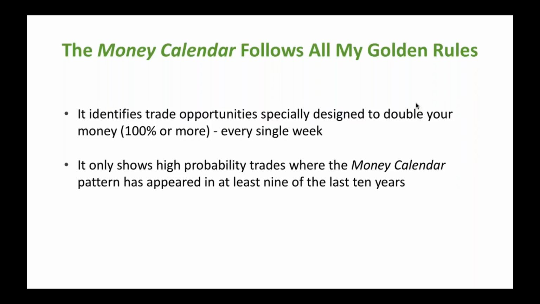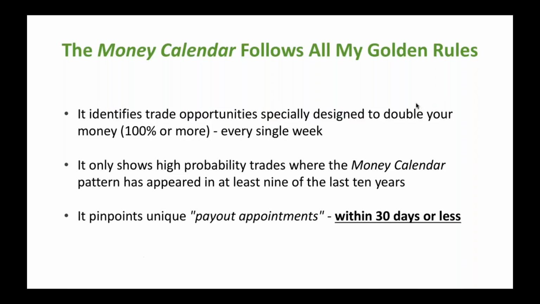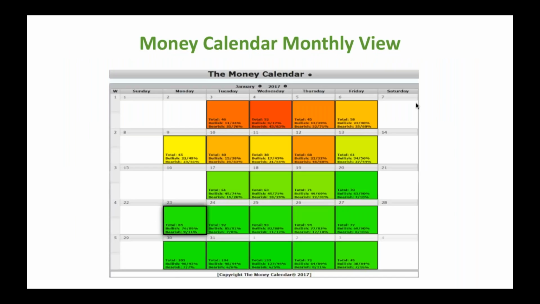It shows high probability trades where money calendar patterns have appeared in 9 of the last 10 years, and even 10 of 10. And then finally, it pinpoints what we call these payout appointments in a 30-day or less time frame. Now I'm going to show you how in just a moment. So what I look at is this monthly view first. We're going to see this live. I'm going to show you one example here on the screen, and then we're going to look at it and see what's going on tomorrow.